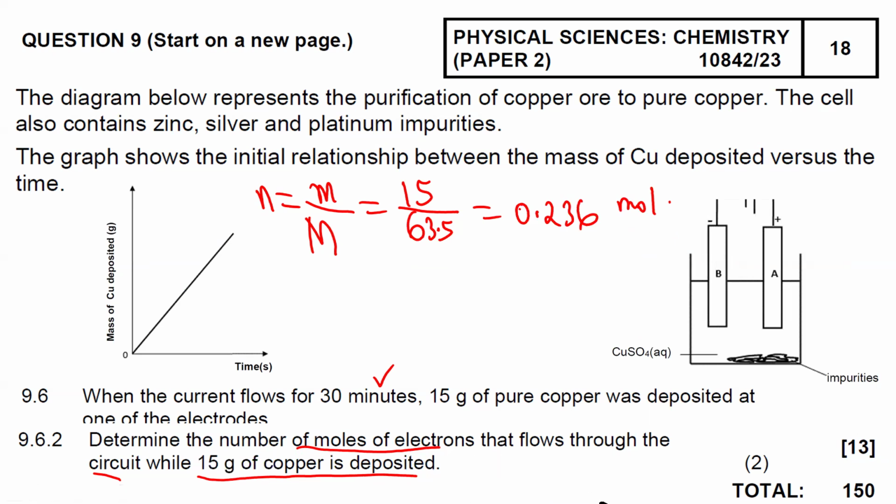But we want to determine the number of moles of electrons. So what do we do? These are number of moles, but how do we get the number of moles of electrons? Okay, so I'm stuck here. I know is thinking about it.